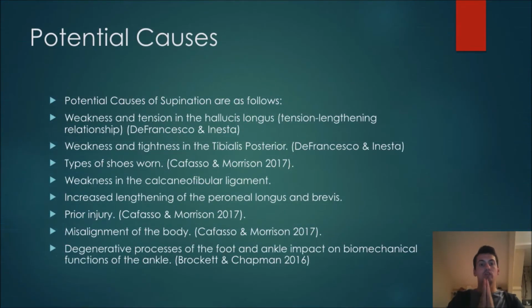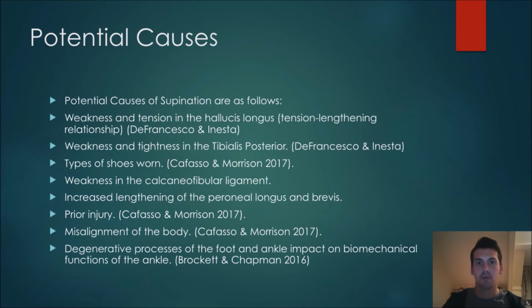Potential causes of supination are as follows: weakness and tension in the hallucis longus. This is the tension lengthening relationship. So this is when the tension in one muscle would lead to lengthening in the other. So tension in the hallucis longus could possibly lead to lengthening of the peroneal longus and brevis.